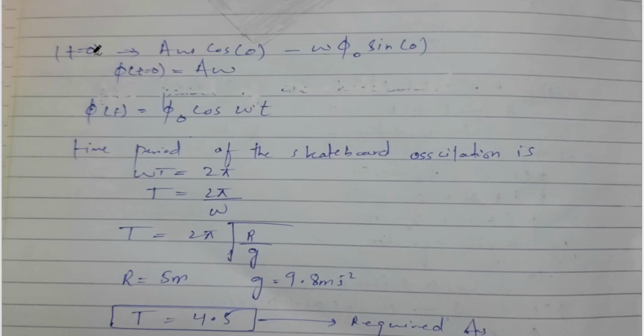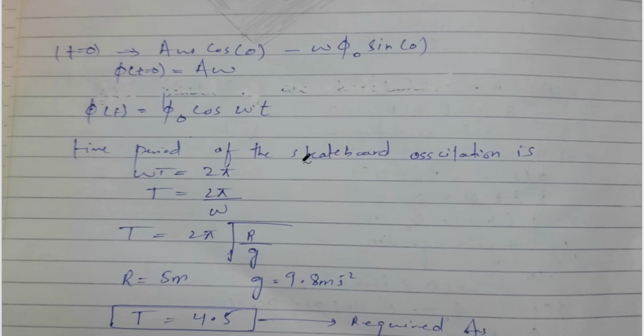Now, when time t is 0, cos 0, sine 0, and t 0, we get a omega. Omega is the angular velocity. At some time, when time is not 0, it's varying. So in time, we get phi naught cos omega t, because the other term will always be 0.